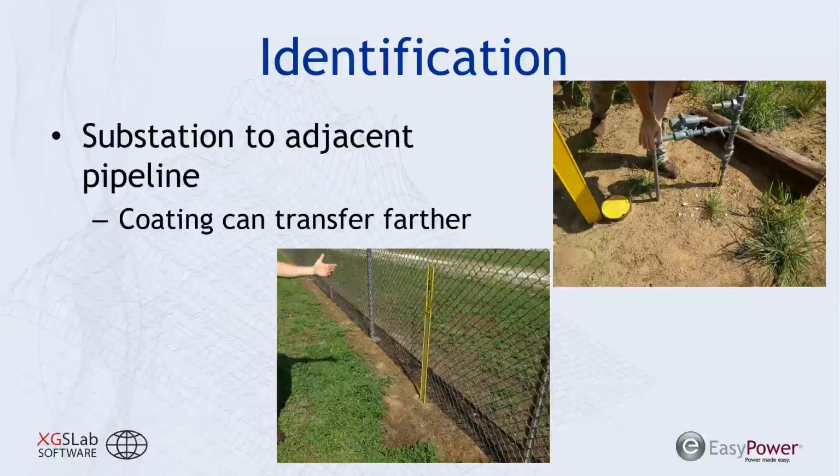soil. And the challenge with that is because those pipelines have a dielectric coating often, that coating can maintain transfer voltages extending out hundreds or thousands of feet away from the substation or away from the source of the fault current in this transfer voltage.